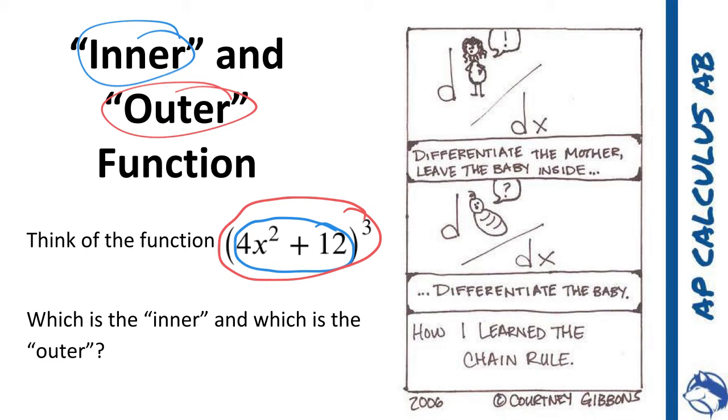And a good way to remember this is the outer is going to be like the mom part here. So differentiate the mother and leave the baby on the inside, and then you differentiate the baby. And that's exactly how the chain rule is. The baby's always on the inside until you're done differentiating it. I know it's a little graphic, but hey, it's a great way to remember it, and hopefully you think of that every single time you're doing the chain rule.